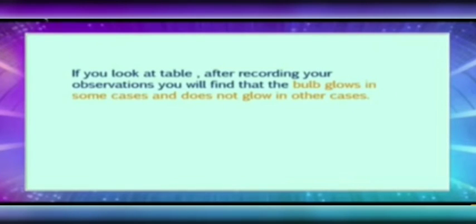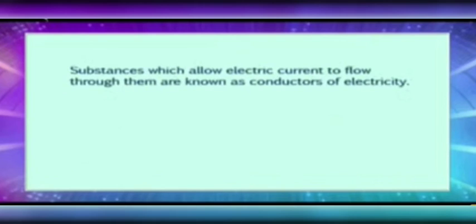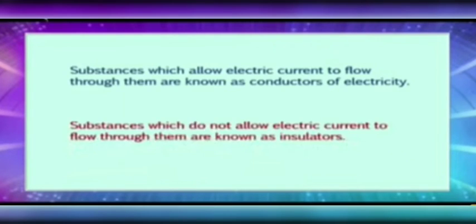If you look at the table after recording your observations, you will find that the bulb glows in some cases and does not glow in other cases. Can you guess the reason? Substances which allow electric current to flow through them are known as conductors of electricity. Substances which do not allow electric current to flow through them are known as insulators.